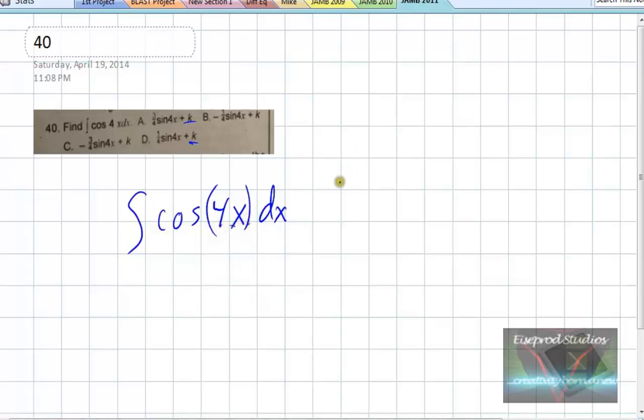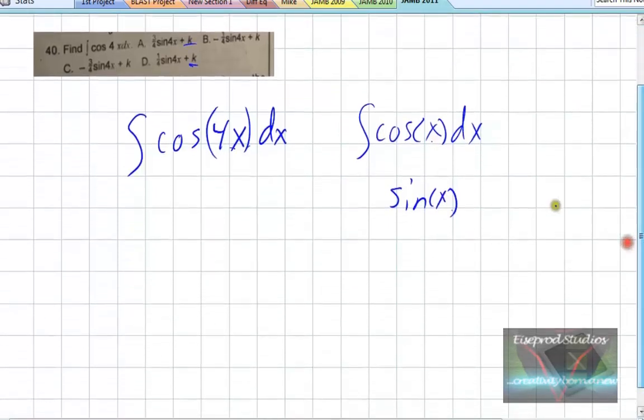Normally, if I asked you what's the integral of cosine of x dx, you could probably easily tell me that it's sine of x, because when you take the derivative of sine of x, you'll arrive at cosine of x. But this time we have 4x on the inside. So someone might be tempted to say, well, then it would just be sine of 4x.